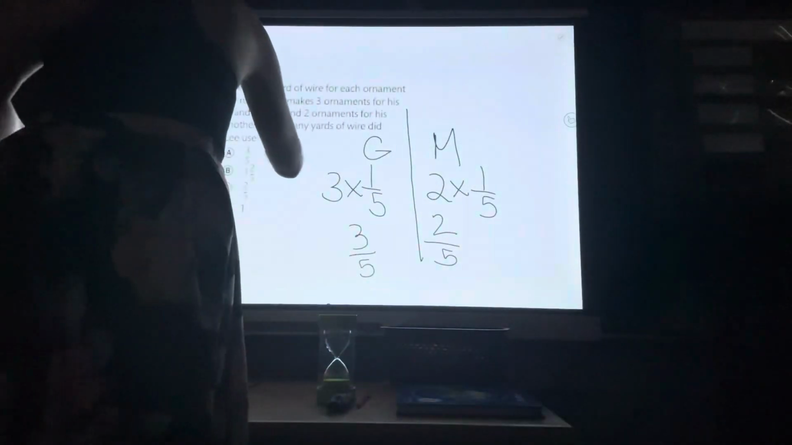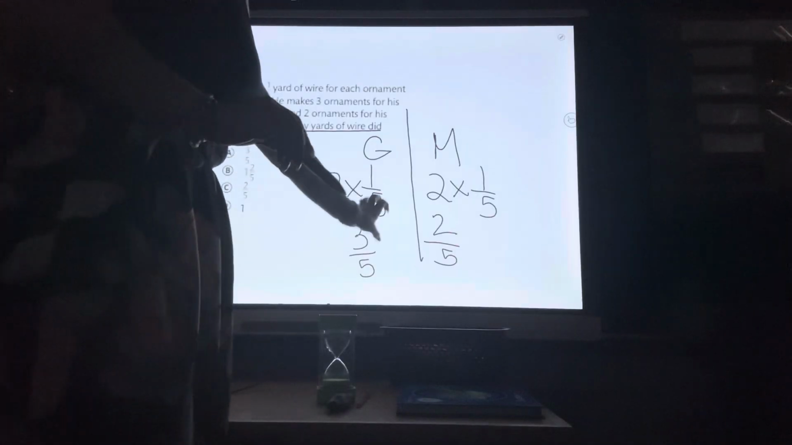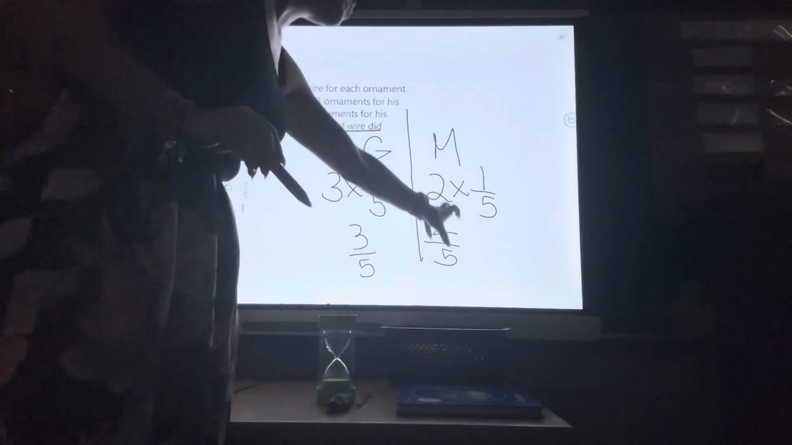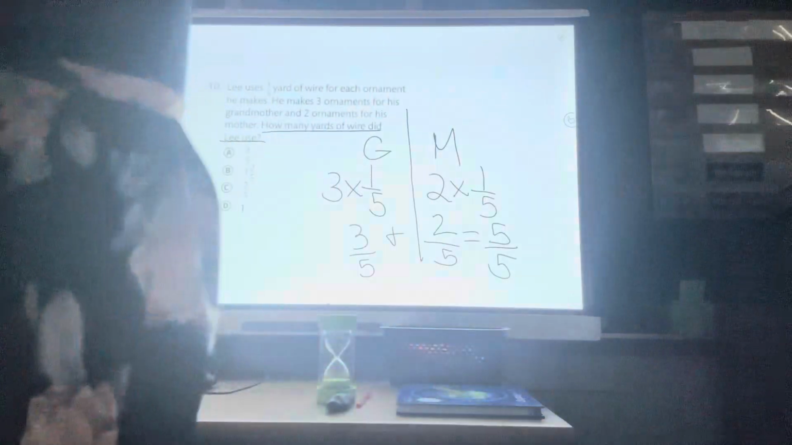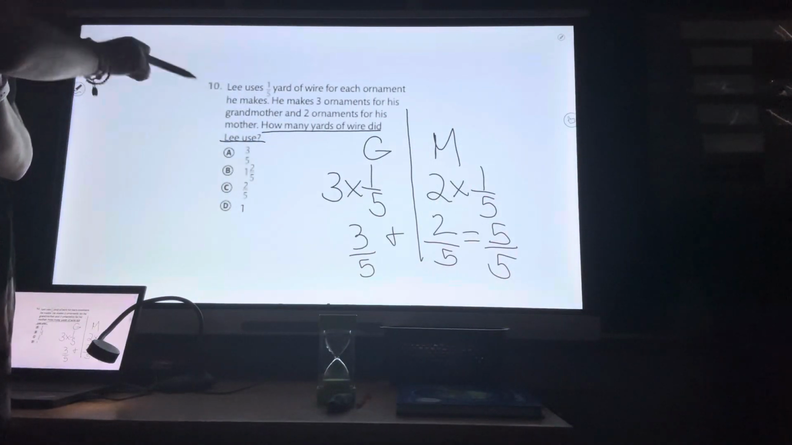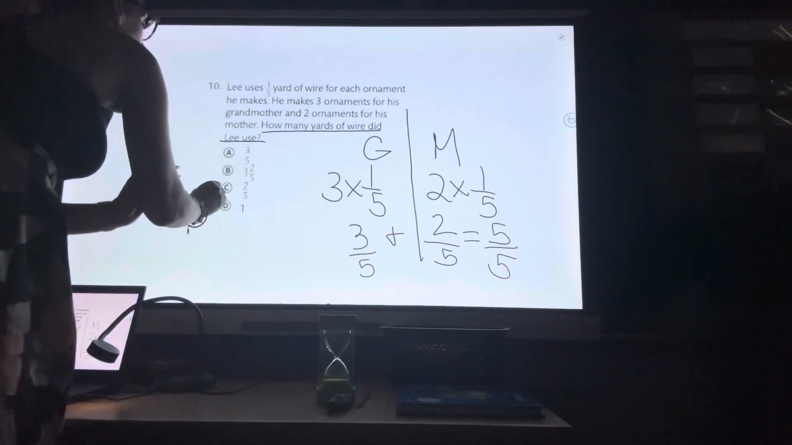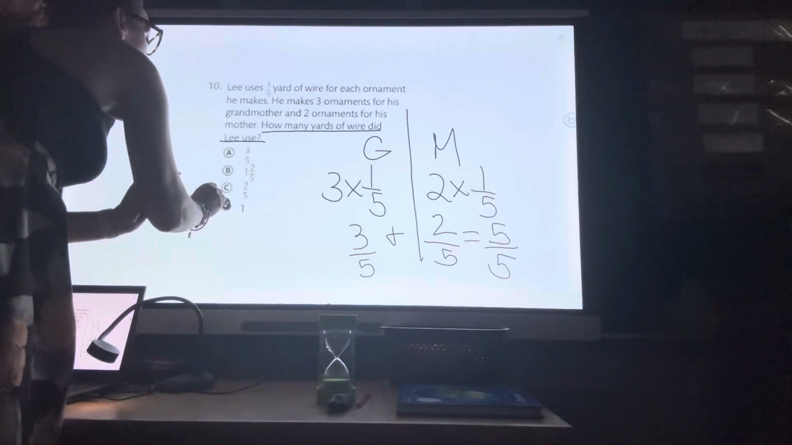So now I have 3/5 and 2/5. But he's asking me how many yards of wire did Lee use? So I have to add what he made for grandma and what he made for mom, and I get 5/5. And I'm going to look at my options. 5/5 isn't there. But any number over itself, numerator and denominator the same, equals 1 whole.